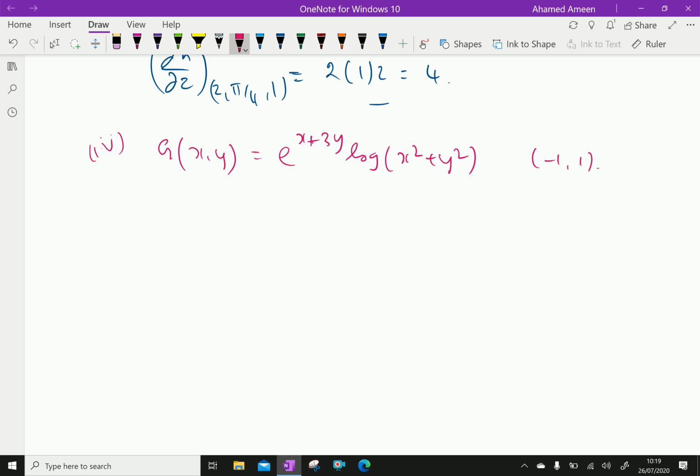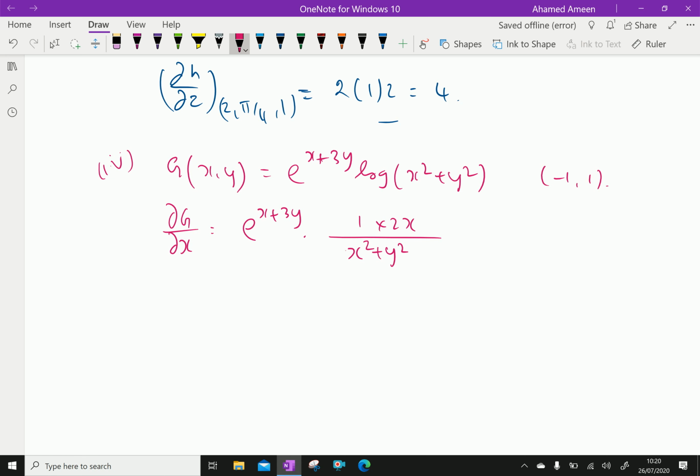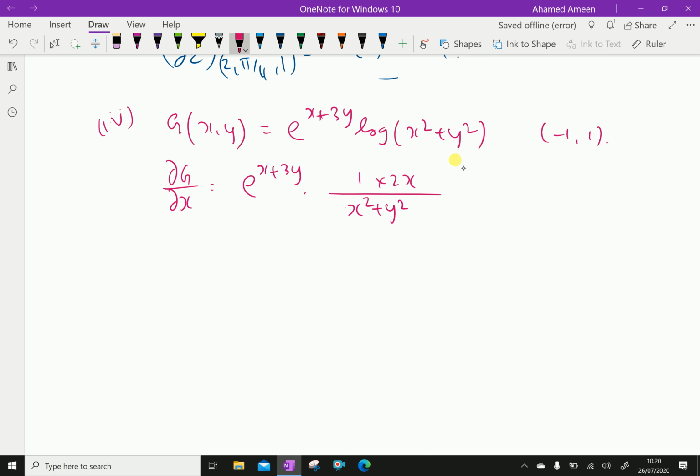So first we have to find ∂g/∂x, the partial derivative of g with respect to x. Here the first function is e^(x+3y), the second is log(x² + y²). Using the product rule, u dv is e^(x+3y) times 1 over (x² + y²), and the derivative of x² is 2x, y being a constant here, so times 2x, plus e^(x+3y) times its derivative, which is e^(x+3y) times 1.